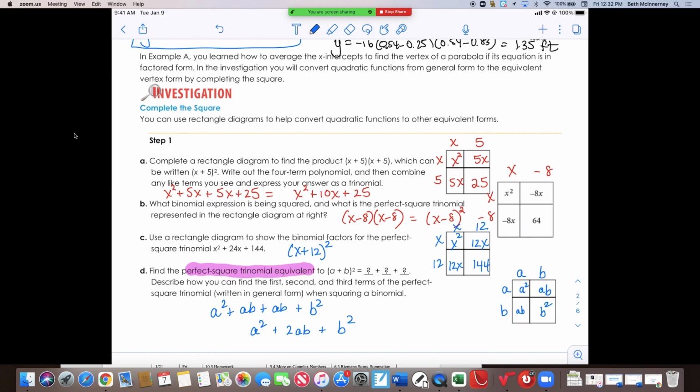So you've got to remember, it's the first term squared, the last term squared, take the first and the last and double. That always gives the middle. That's the big idea there.